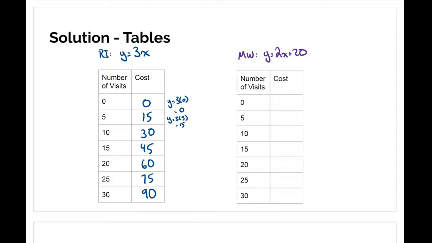For Math Magical World, you're going to do the same thing. You're going to plug in the value. So y equals 2 times 0 plus 20. 2 times 0 is 0, plus 20 is 20. So therefore, the initial cost, or when there are 0 visits, or the constant, is 20.